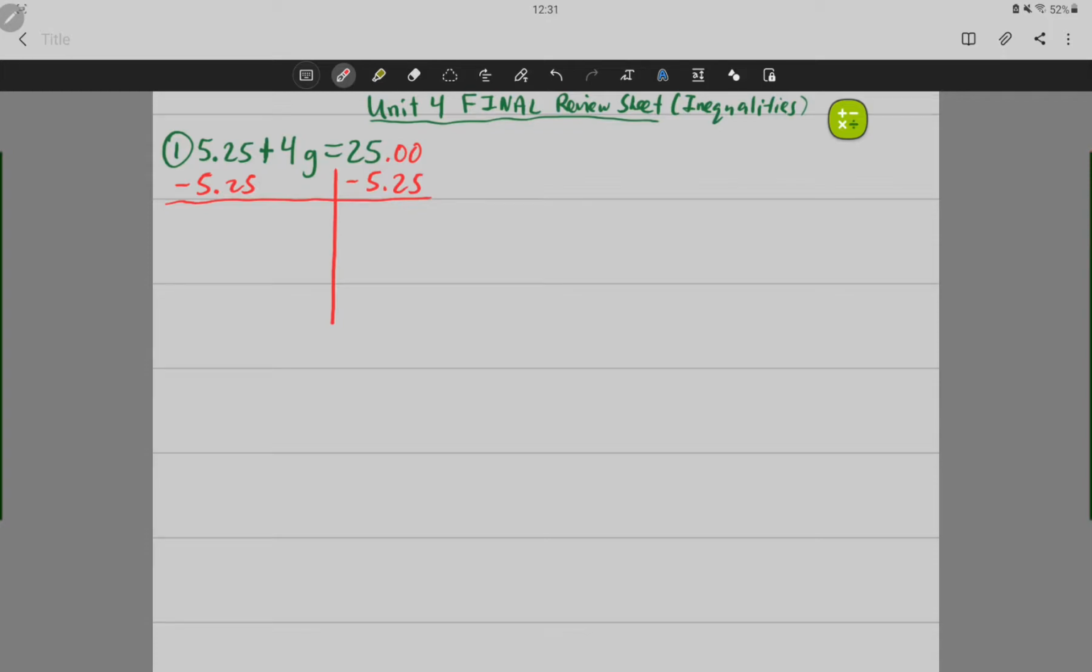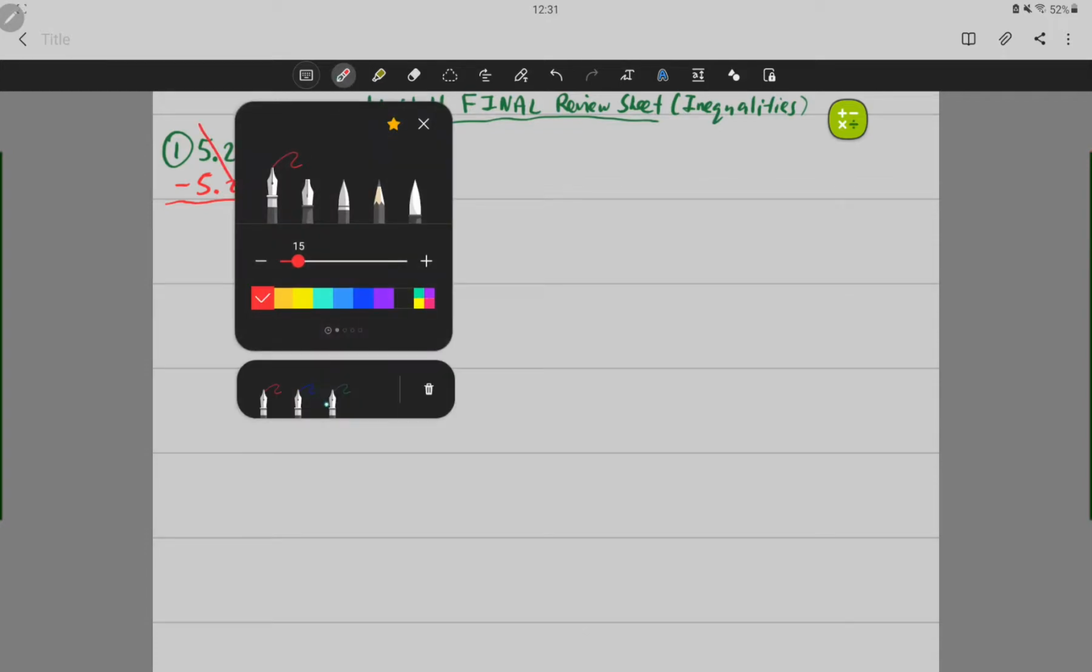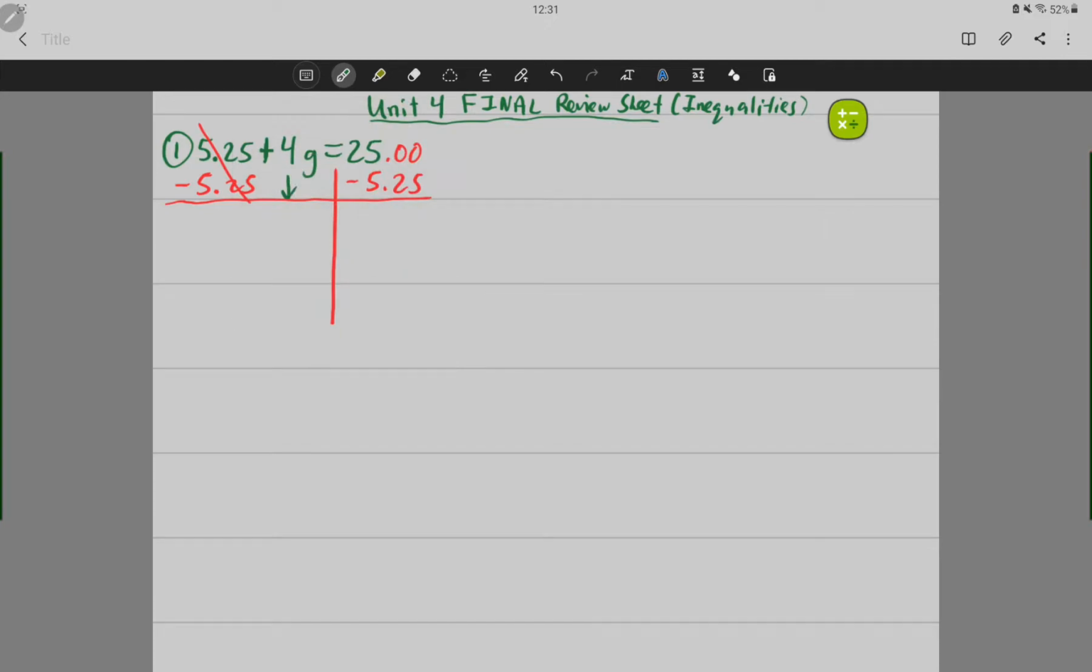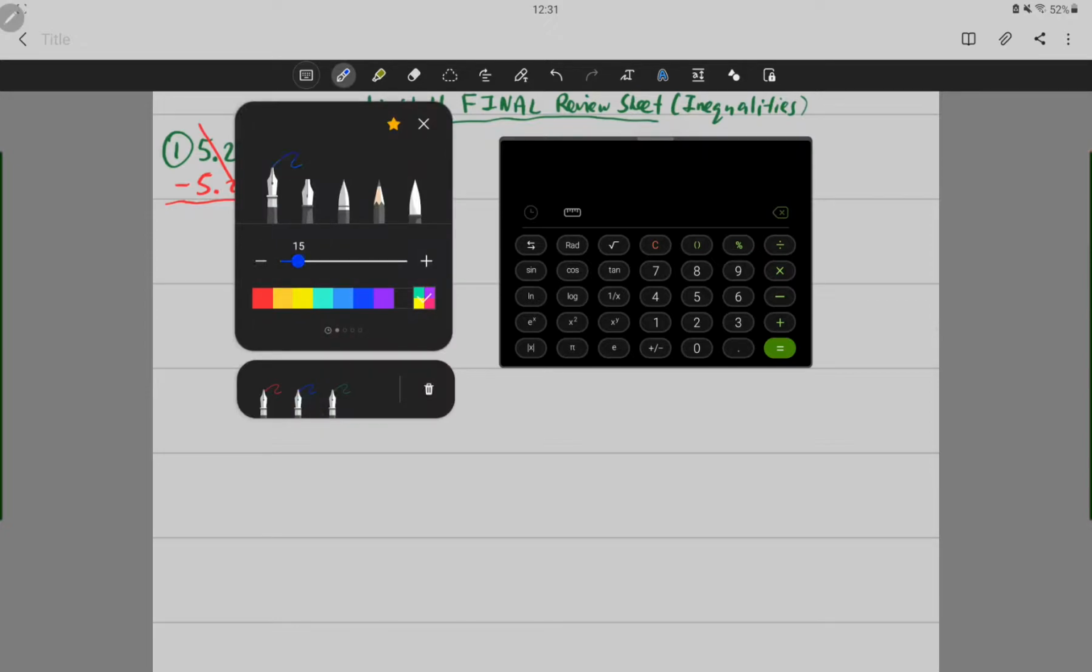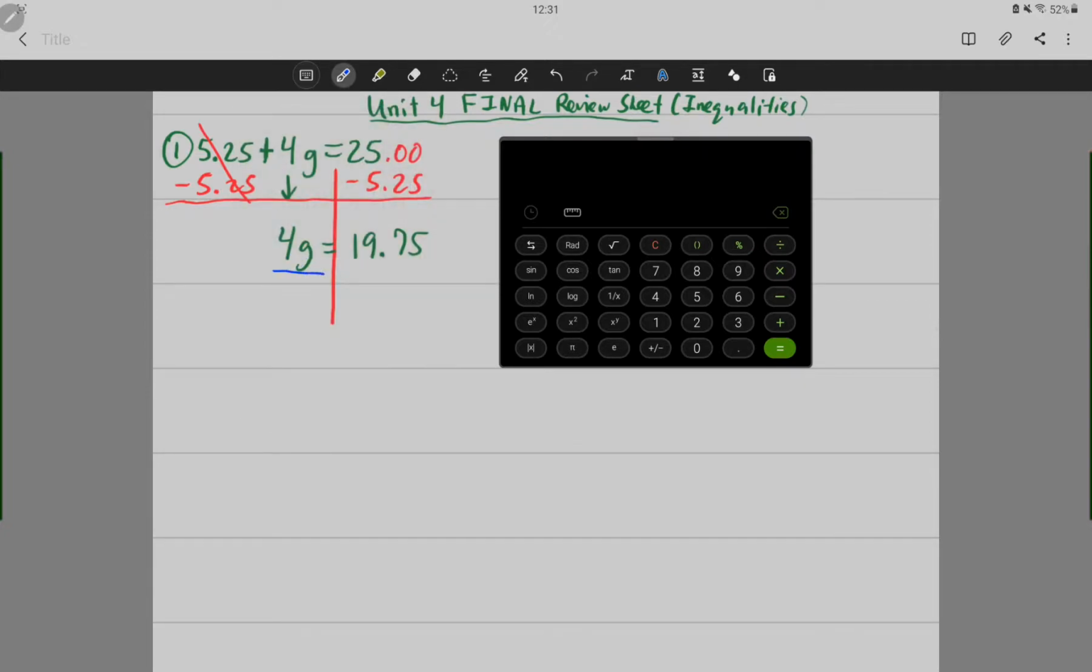5.25 minus itself is 0, so cancel that. Haven't used the 4g yet, bring that down, and equals $25 minus $5.25 is going to give us $19.75. All right, let's just double check. 25 minus 5.25, 19.75. And now what operation are we looking at? Well, we see multiplication. It says 4g, which means 4 times g. So the inverse or opposite of multiplying is division.